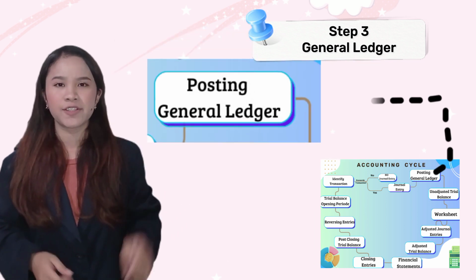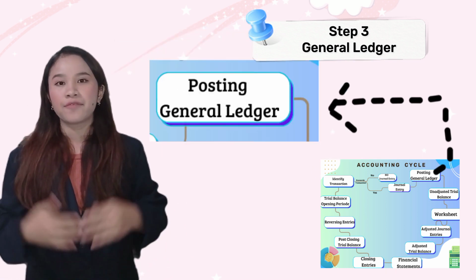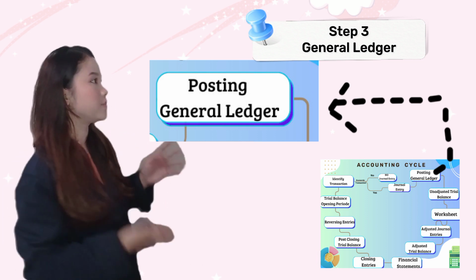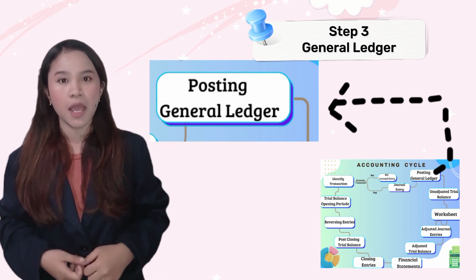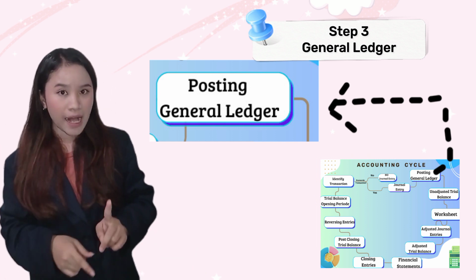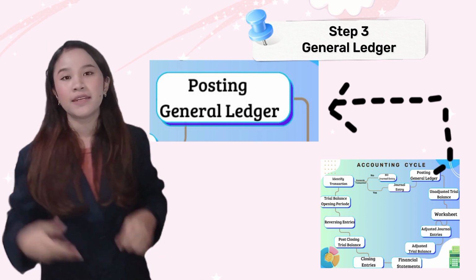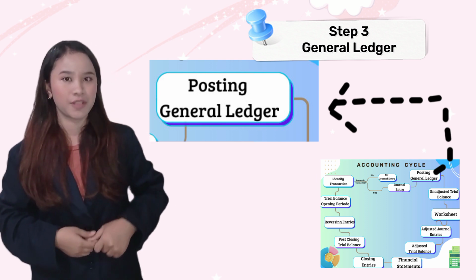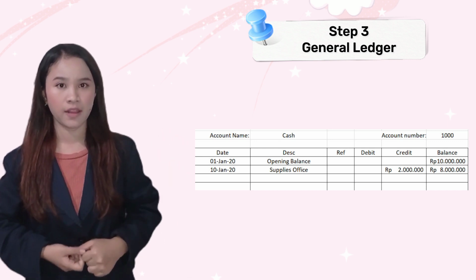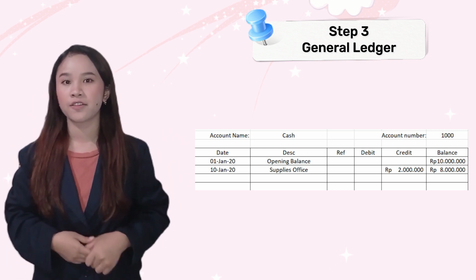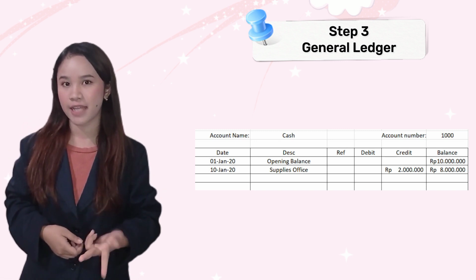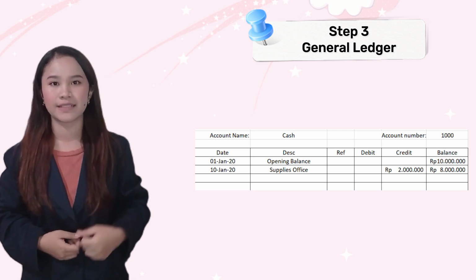The third step is creating the general ledger. After all the transactions have been made in journal entries, an accountant must enter the transactions into the general ledger by sorting them by account name and combining them in one column for each account name, which has been numbered according to the cost. As you can see on this screen, this is an example of a general ledger. The general ledger contains information on account name, account number, transaction date, description, and the balances.